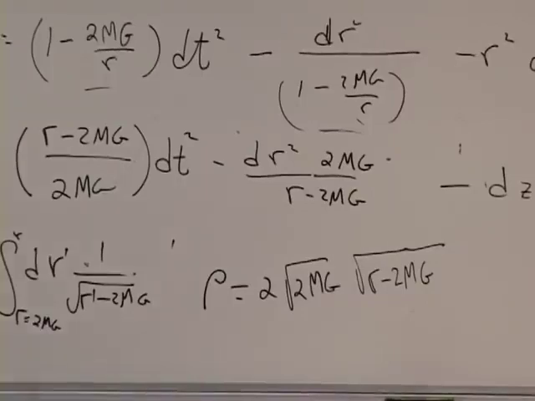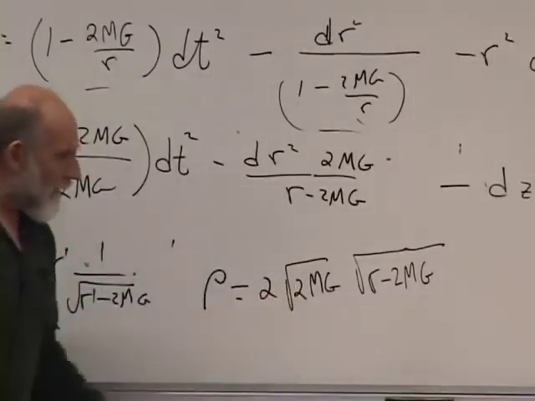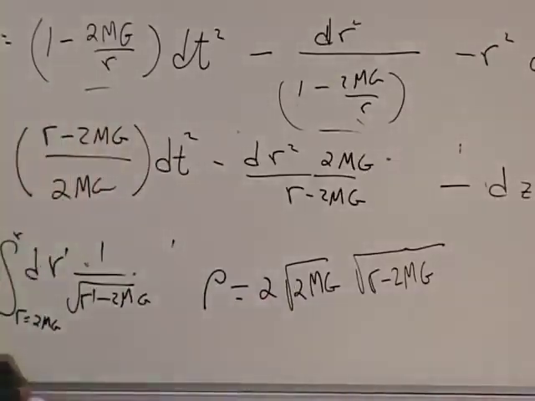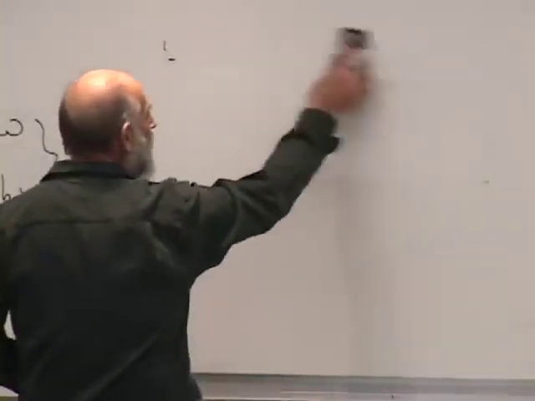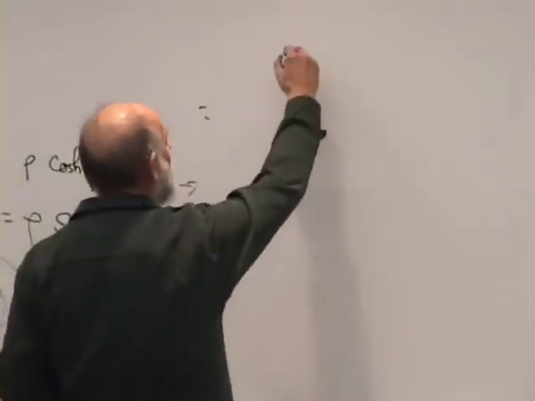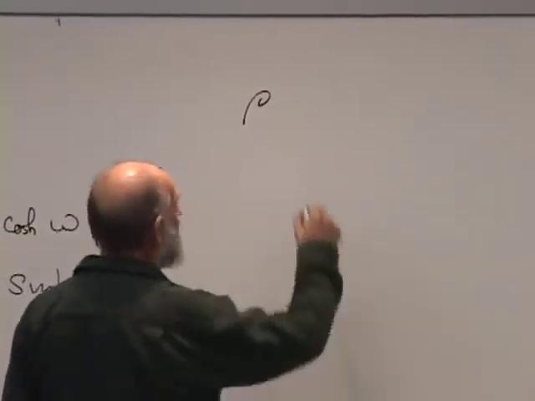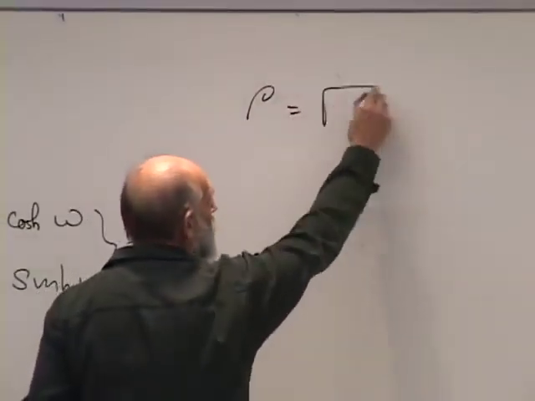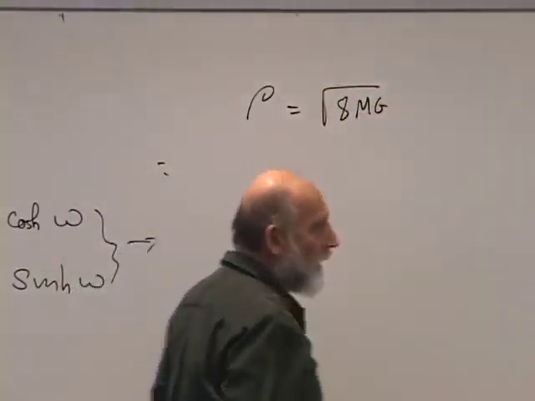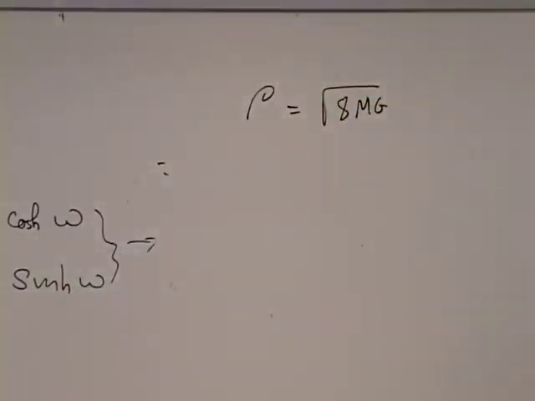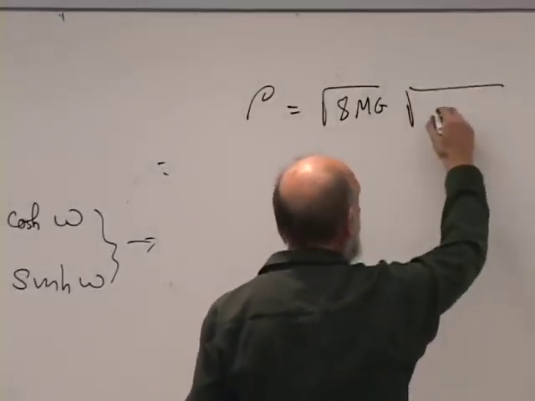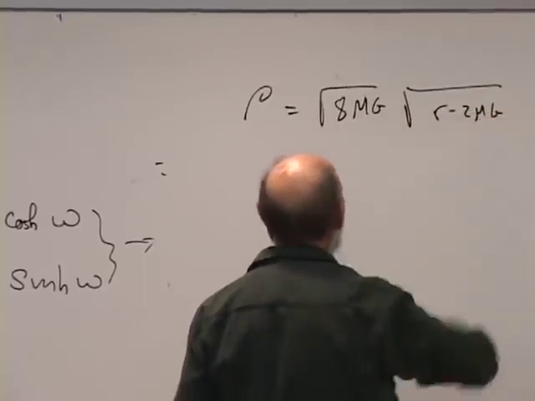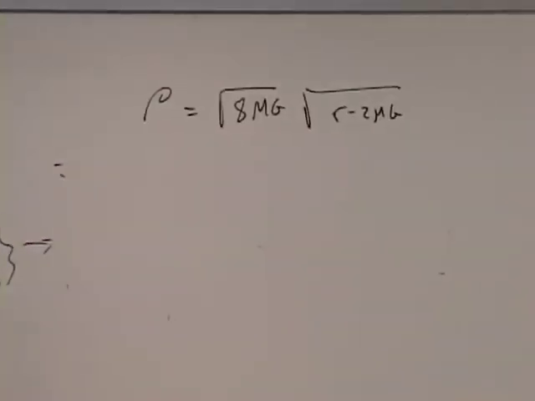Okay, let's rewrite the metric. It's a bit of a nuisance. It's not very hard. I'm taking you through all the steps. I could just write down the answer, but I want to take you through the steps. Here we are. New coordinate. Coordinate transformation to proper distance, which is just equal to square root of 8mg. I got the 8 by bringing the 2 inside, times square root of r minus 2mg. That's the proper distance from the horizon.